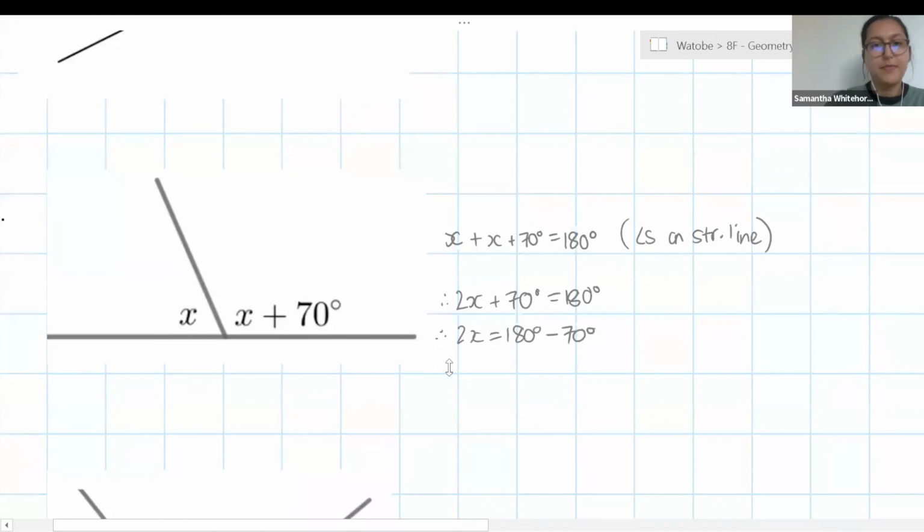Cool. Yes. Well done. Then, ma'am, you're gonna say 110 degrees divided by 2, because we have to get each x, which is gonna give you 55 degrees. Awesome. Well done. Nicely done.